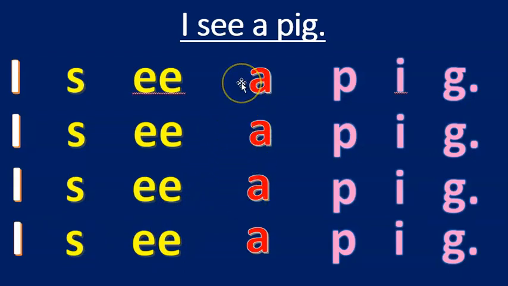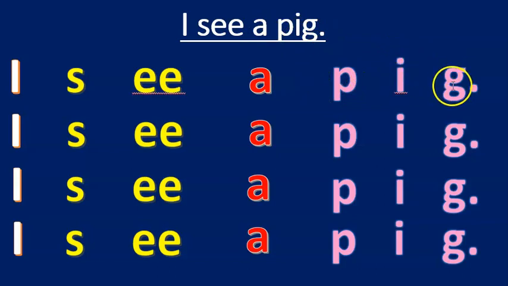Easy again, okay? When you see this letter, all you're going to say is A. Okay, let's do it together. A. A. A. So this letter up here is A. Let's read it together. I see a.